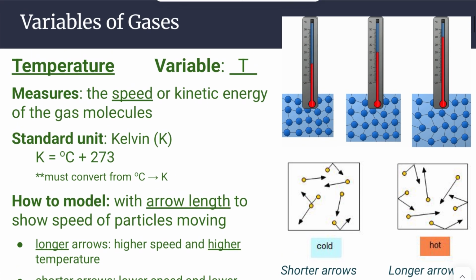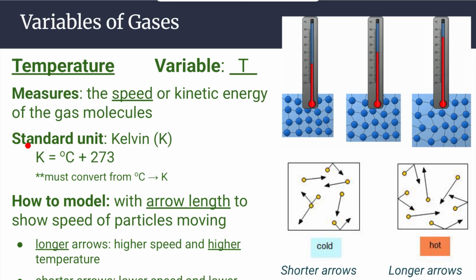Our last variable is temperature. So temperature, we use a capital T in a formula for that. And temperature measures the speed or kinetic energy of those gas molecules. And so if you have something that has a high temperature, it means that those molecules are vibrating or moving quickly. And so that's how temperature is a measure of that movement or that kinetic energy.